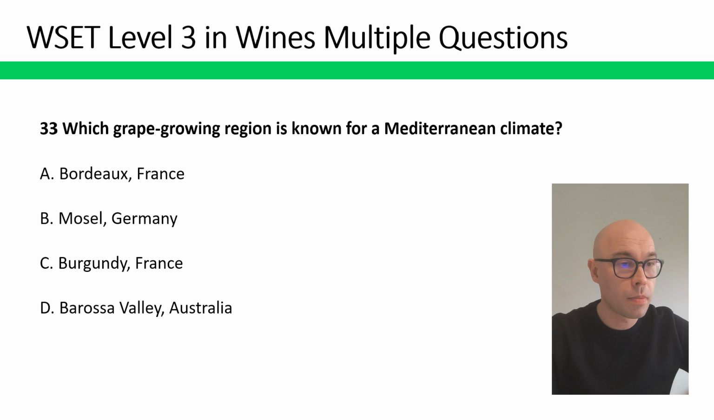Which grape growing region is known for Mediterranean climate? Bordeaux, Moselle, Burgundy, Barossa Valley, Australia. The correct answer is D, Barossa Valley, Australia.